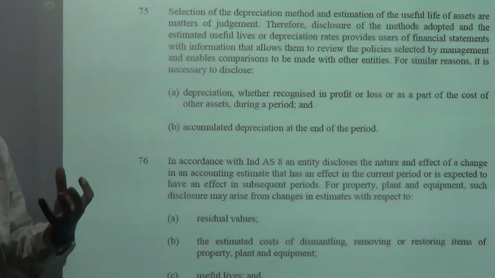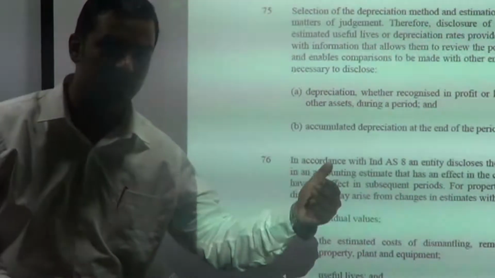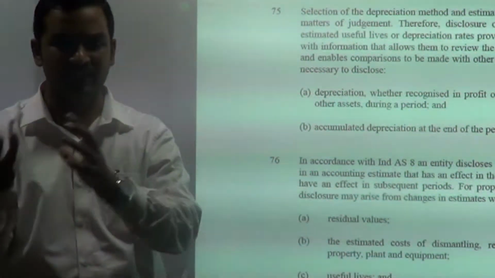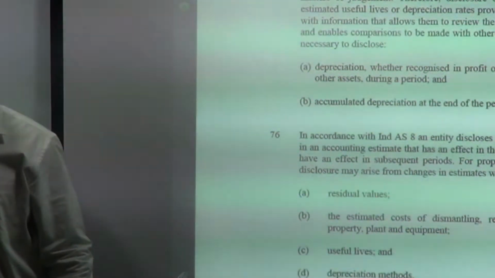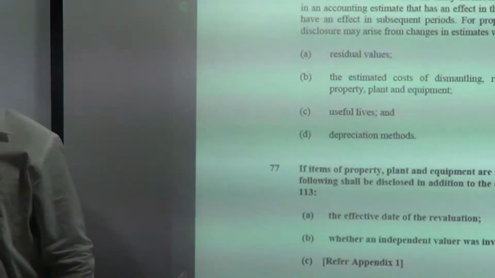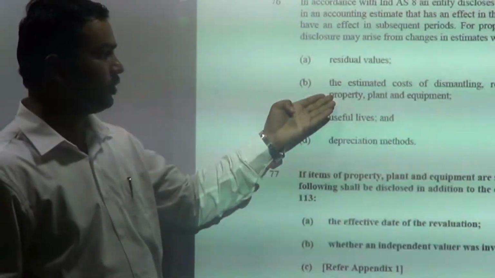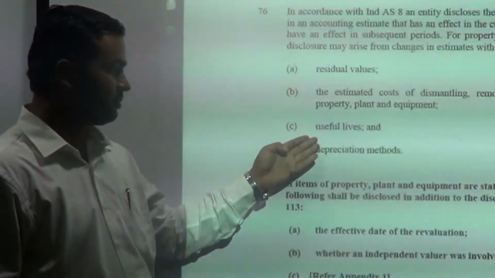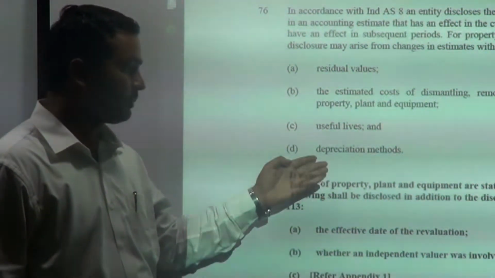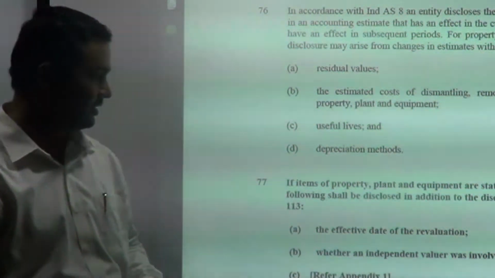So you have to give more information about how you have selected the method, how you have estimated the useful life, so that the users are able to compare financial statements of your company with other companies. Then in accordance with Ind AS 8, if there is a change in estimate of residual value, if there is a change in estimates of cost of dismantling, removing, changes in estimates of useful life, depreciation methods, some more disclosure requirements are required as per Ind AS 8.